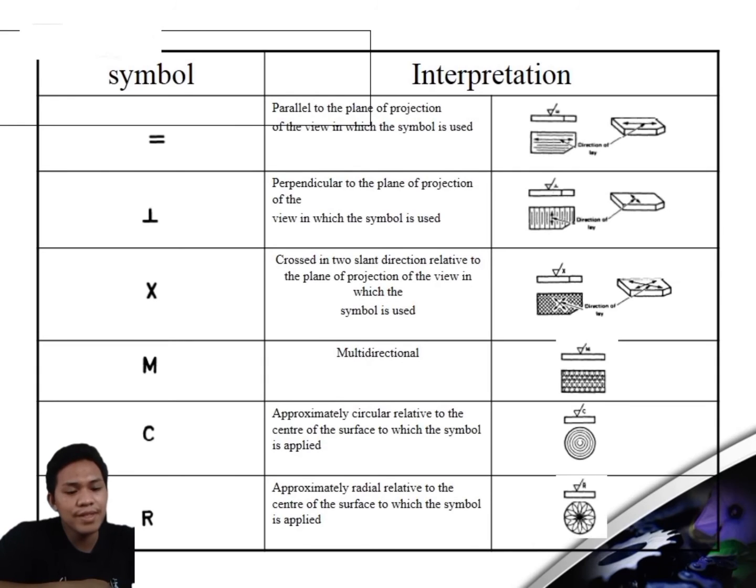The first symbol is parallel to the plane of projection of the view in which the symbol is used. Next symbol is like a T upside down, perpendicular to the plane of projection of the view in which the symbol is used. X, crossed in slant directions relative to the plane of projection of the view in which the symbol is used. M, multidirectional. C, approximately circular relative to the center of the surface to which the symbol is applied. R, approximately radial relative to the center of the surface to which the symbol is applied.